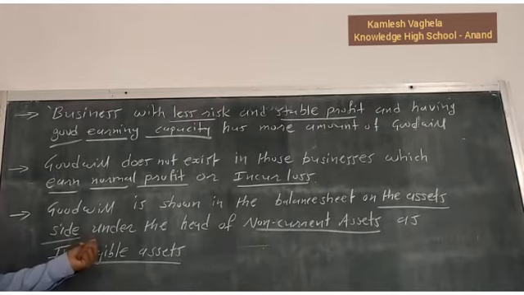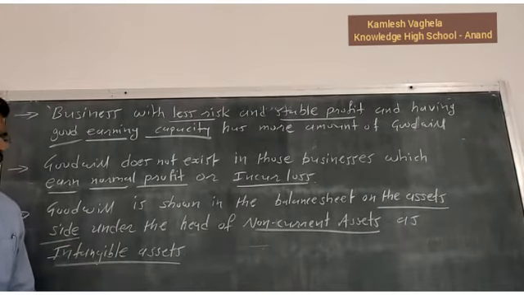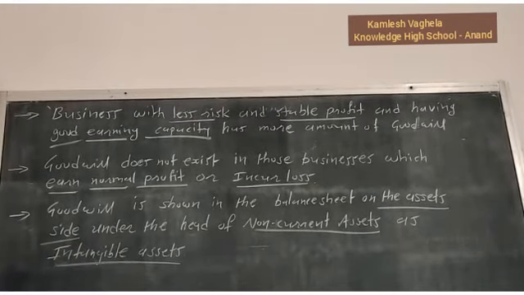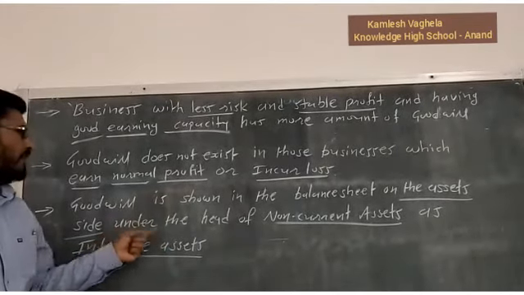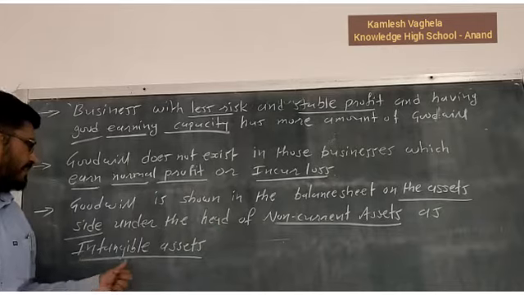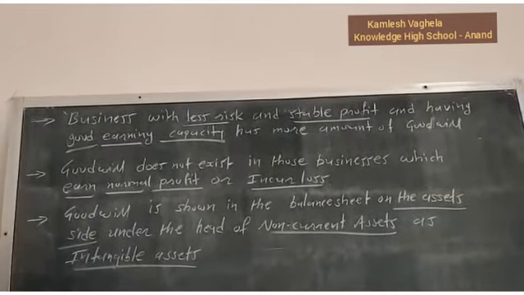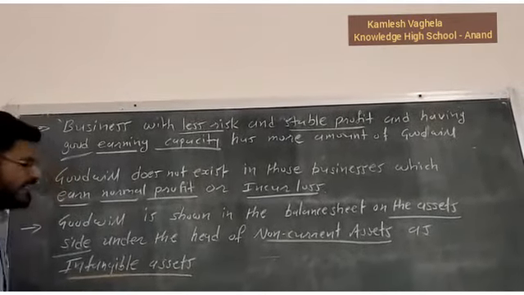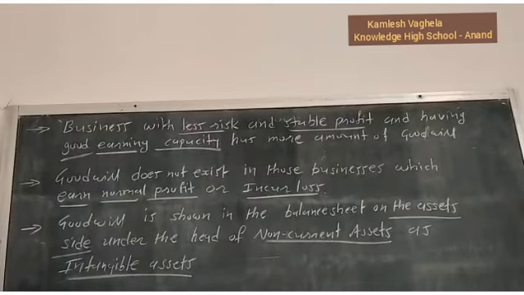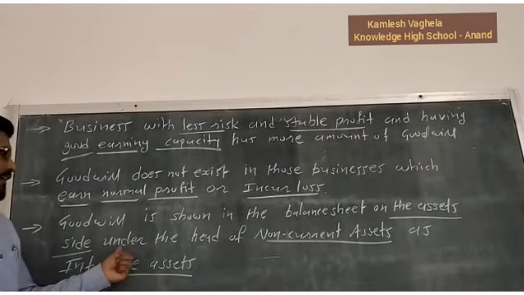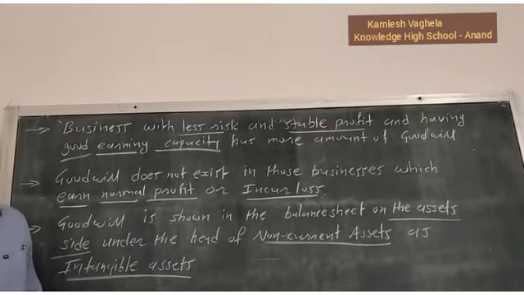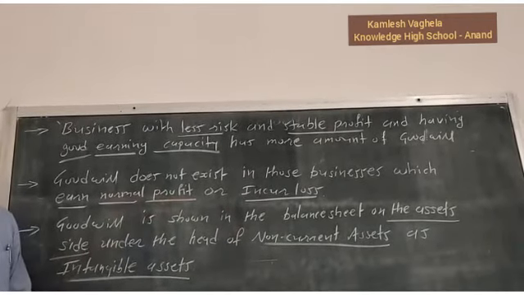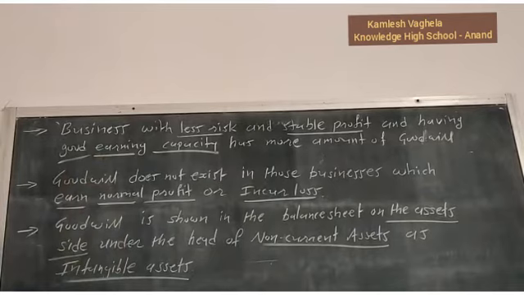From this, they can also ask the question, where is goodwill shown in the balance sheet? So what is the answer? Goodwill is shown in the balance sheet under the head of non-current assets as intangible assets. If you write down only this, that is intangible assets, then it is wrong. You have to write down the full answer, that is under the head of non-current assets as intangible assets on the balance sheet asset side. Okay, so this is the meaning of goodwill.